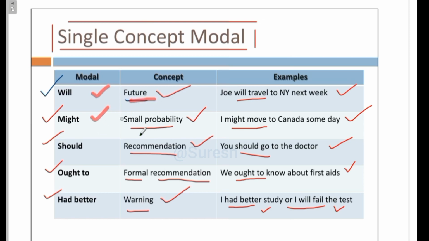See, the concepts you should remember. The concept of will is future. The concept of might is probability, small probability. The concept of should is recommendation, the concept of ought to is formal recommendation, and the concept of had better is warning. All that you should remember. So based on this concept, we decide in what situation we have to speak.